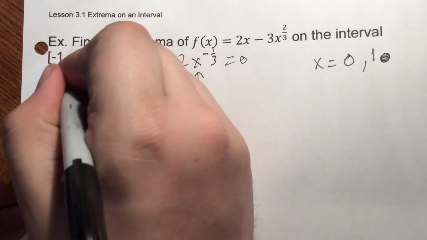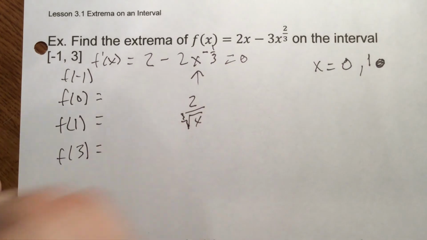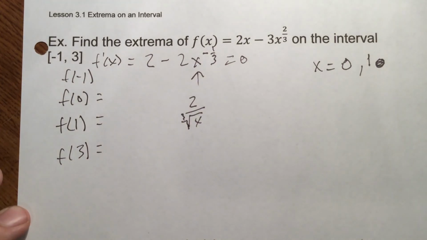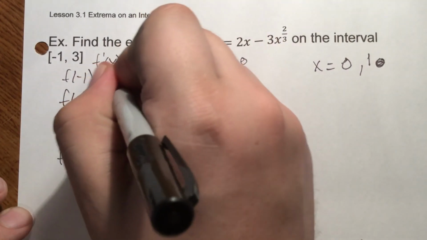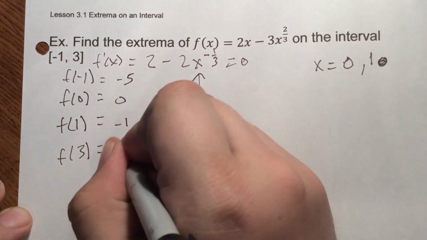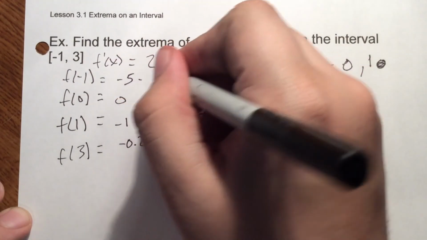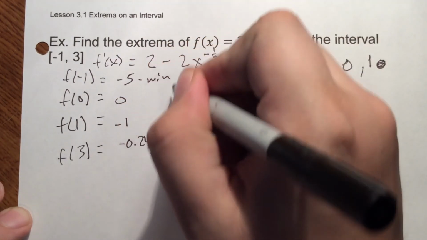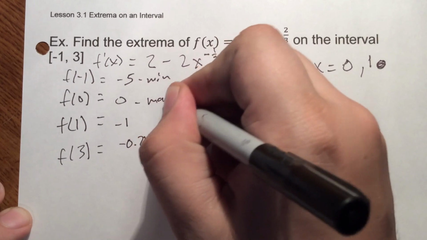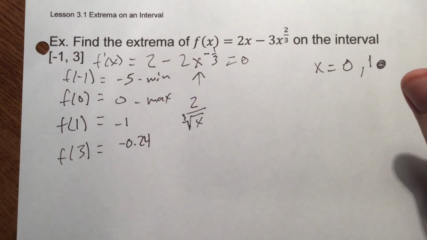We're also going to check endpoints. So we're going to put these in. Same sort of a deal. Put them into your y equals. If you do that, you're going to get -5 here, 0, -1, and -0.24. So -5 is your min, and 0 then ends up being your max. It's going to be the high point of it. There's your extrema.